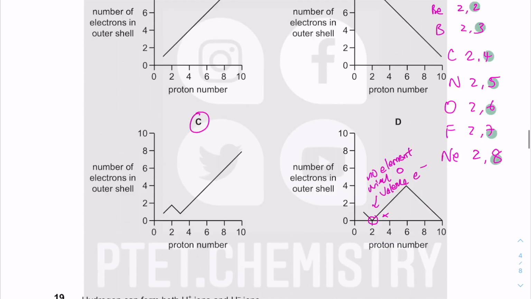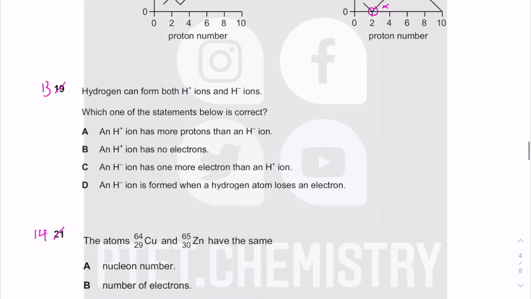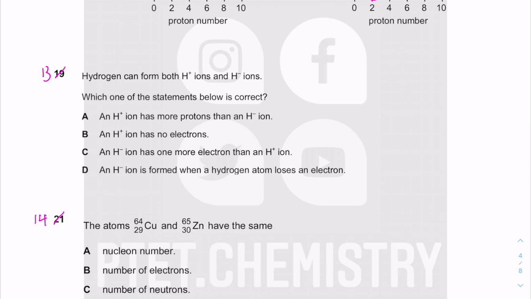If that was question 12, this must be question 13, and this must be question 14. So hydrogen can form both H plus ions and H minus ions. So looking at H plus and H minus, if this is the proton number, so we are looking at protons, which should be 1 and 1. And in terms of the electrons, because this is H plus, so it's a cation, you have lost the electron, so it's got 0 electrons. And this is H minus, you have gained 1 electron, that means you have 2 electrons.